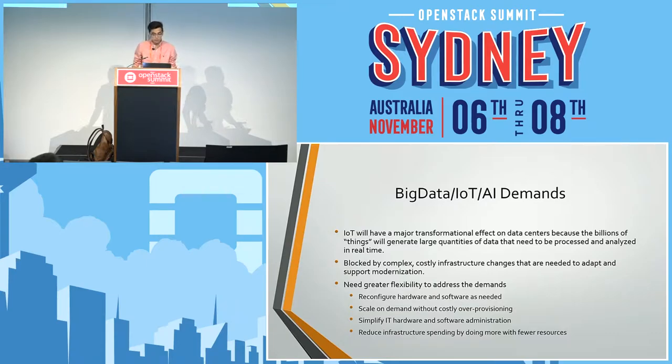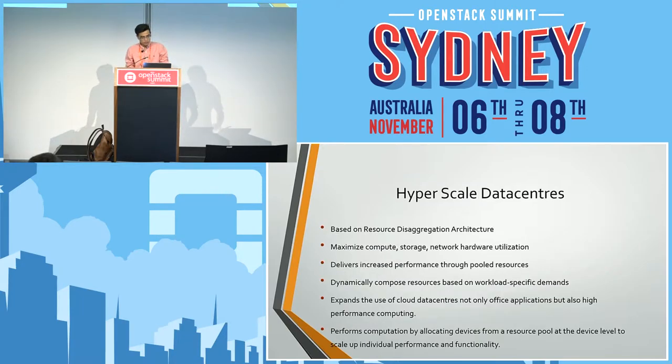And the situation gets worse when it faces the new requirements of big data, IoT, and AI. According to a survey, by 2020 there will be 15 billion devices connected to the internet. These devices will generate a large quantity of data and will communicate at a higher bandwidth. So the data center needs great flexibility to address this demand, to make sure it can easily reconfigure hardware and software as needed, and scale on demand without the additional cost of over-provisioning.